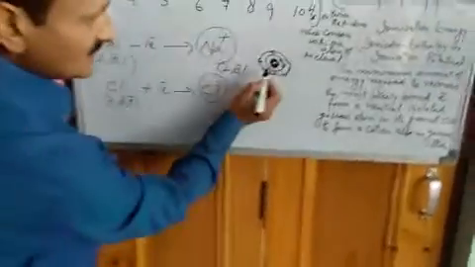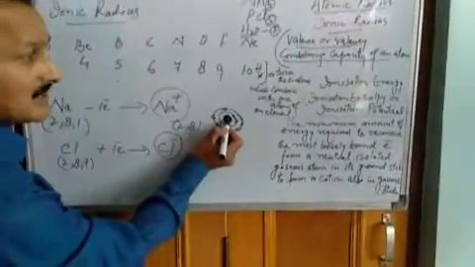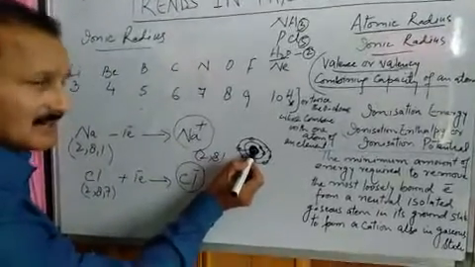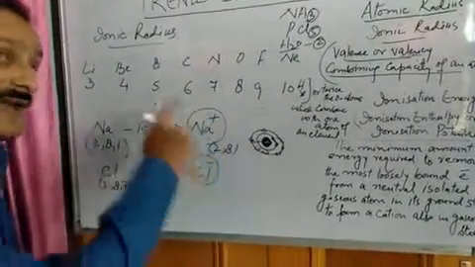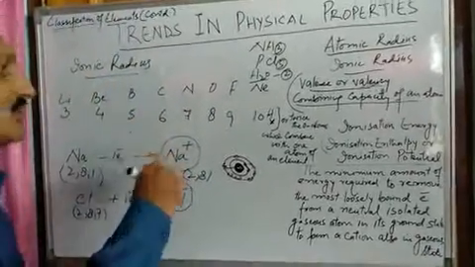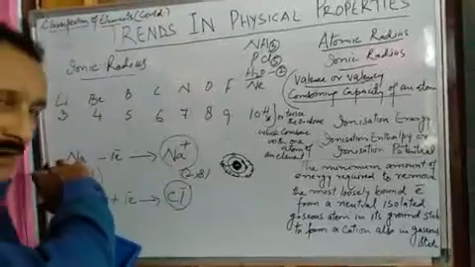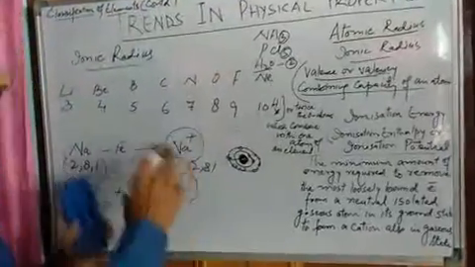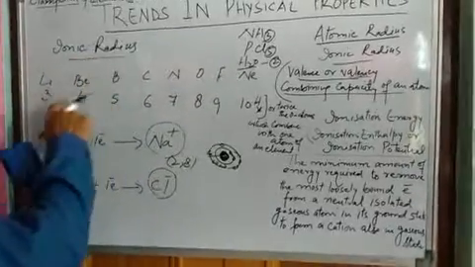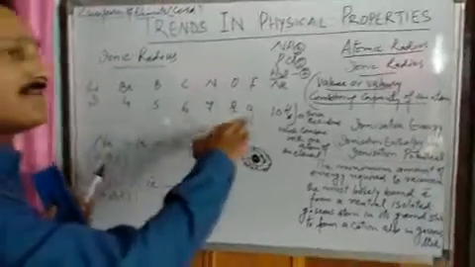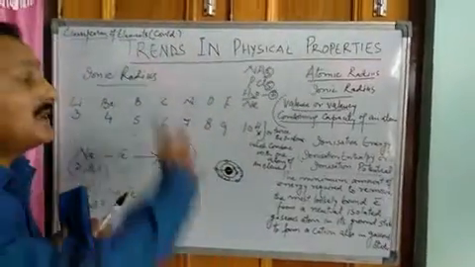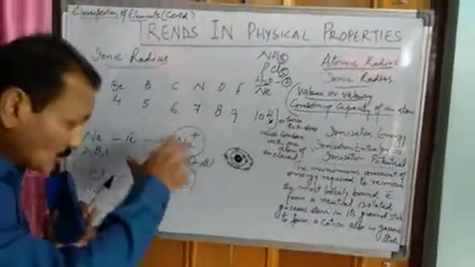So this distance, the distance between the center of the nucleus and the valence shell of an ion, not of an atom, of an ion, is known as ionic radius. So what happens to ionic radius along a period or in a group? Same as what happened to atomic radius. Ionic radius goes on decreasing from left to right in a period, and in a group it goes on increasing.